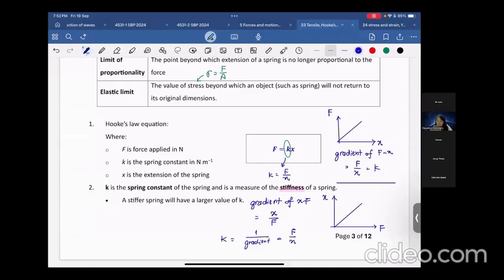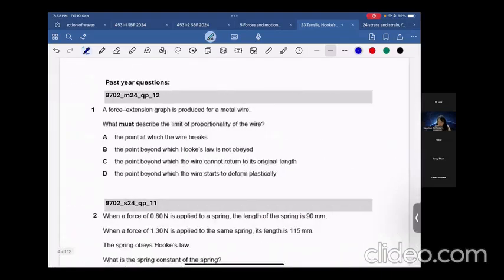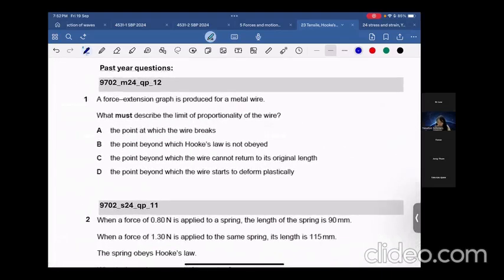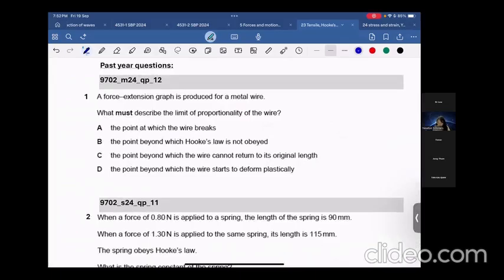Okay, boys and girls, until right now we are going to try our practice question. Turn to your page number 4. This is the 2024 last year's question. A force-extension graph is produced for a metal wire. So they plot a force-extension graph. What must describe the limit of proportionality of the wire? What is the limit of proportionality? Boys and girls, tell me your answer.